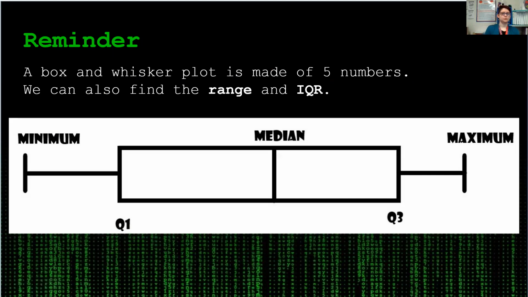Reminder that a box and whisker plot is made up of 5 numbers: the minimum, Q1, the median, Q3, and the maximum. From that, we can find the range, which is the maximum minus the minimum, and the IQR, the interquartile range, which is Q3 minus Q1. We can also split up our data into 4 quartiles, which is where our Q1 and Q3 come from, and each quartile represents 25% of our data.